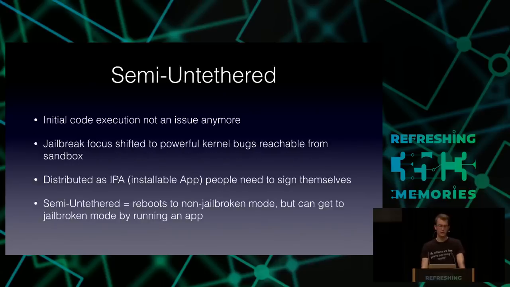So this led to semi-untethered jailbreaks, because initial code execution was not an issue anymore. Anybody could just get that free certificate, sign apps, and run some kind of code which was sandboxed. So jailbreak focus shifted to more powerful kernel bugs which were reachable from the sandbox. So you had jailbreaks using just one single bug, or maybe just two bugs. And the jailbreaks then were distributed as an IPA, which is an installable app. People would download it, sign it themselves, put it on a phone, and just run the app. So semi-untethered means you can reboot into non-jailbroken mode. However, you can get to jailbroken mode easily by just pressing an app.